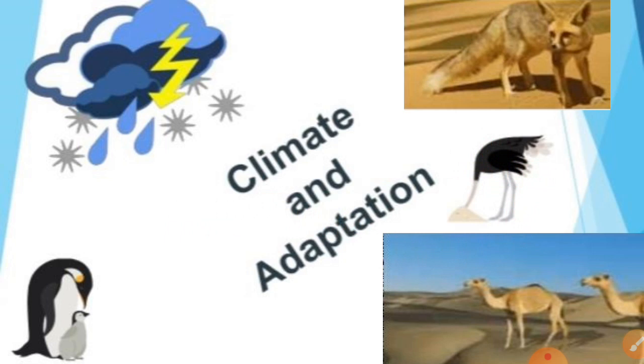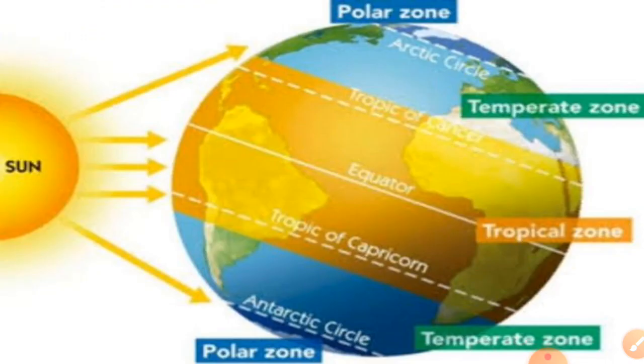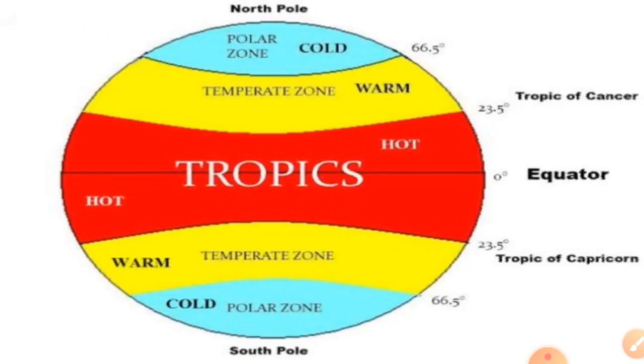And the habits of the animals start to change as per the climate of the place. Okay, now we can learn first the polar region. What is the polar region? The polar region is a cold region. You can see here that is the polar region, and it is cold.